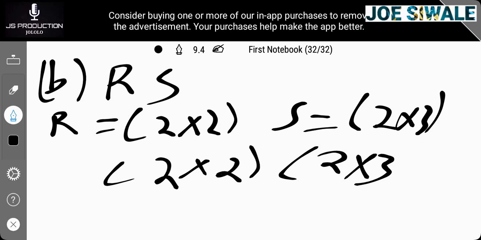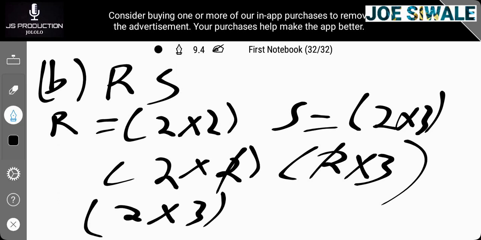So for me to know that these two matrices can be multiplied, I must check that the columns of matrix R must be equal to the rows of matrix S. So the end result of the final matrix is supposed to be a 2 by 3 matrix. So it must take this type of matrix.